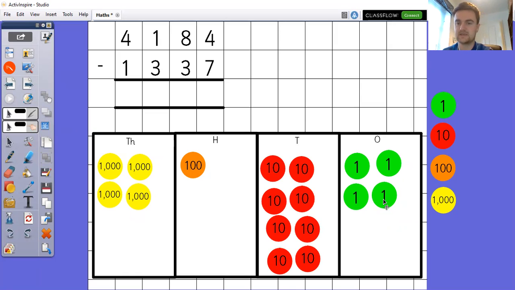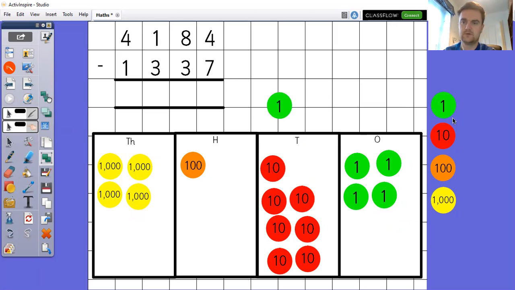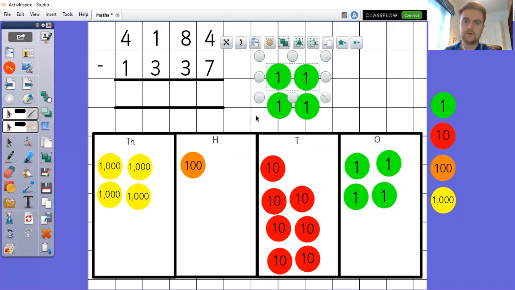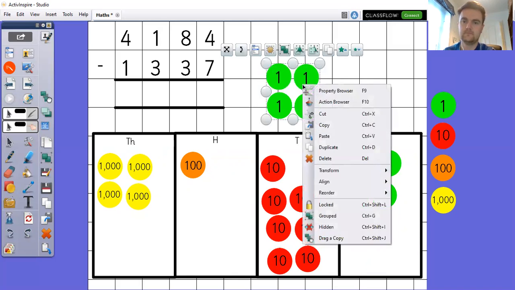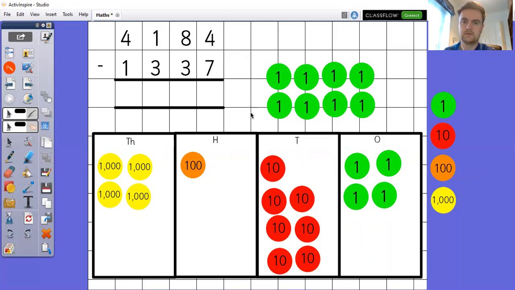I can't take 7 away from 4, so I'm going to need to take a 10 and exchange it for 10 ones. So there's 1, 2 ones, 4 ones, 8 ones, and 10 ones. Now I've got to take 7 away altogether.